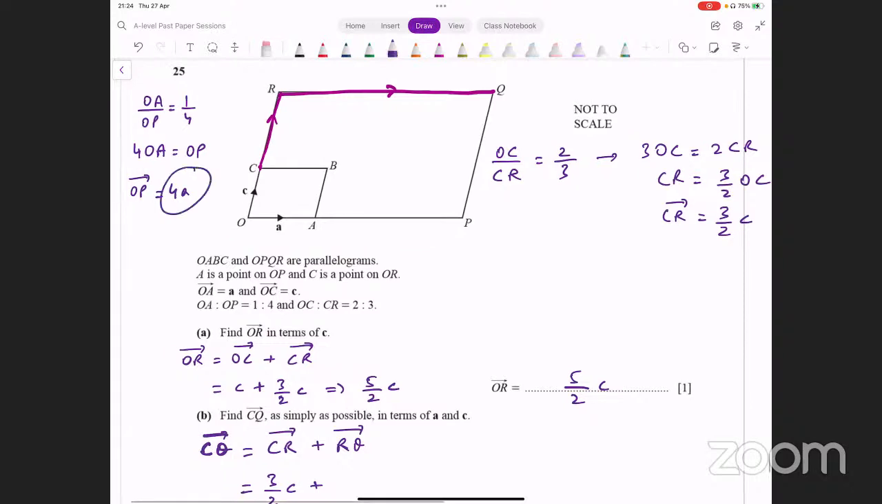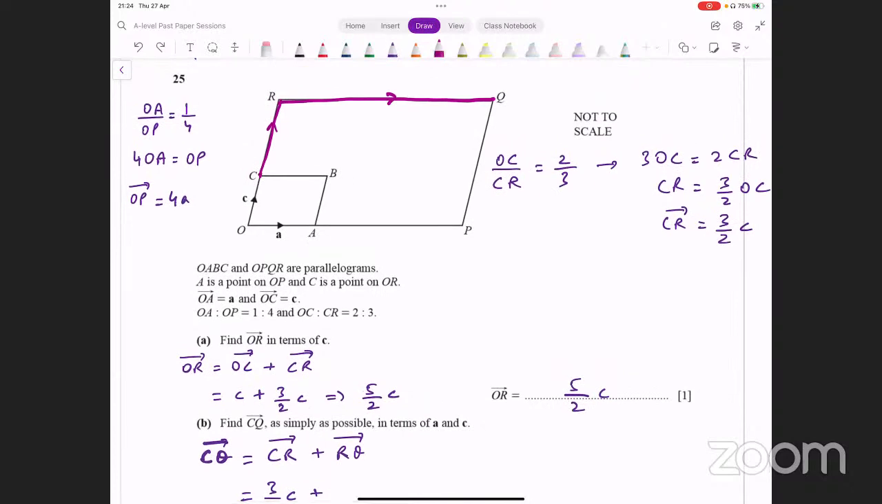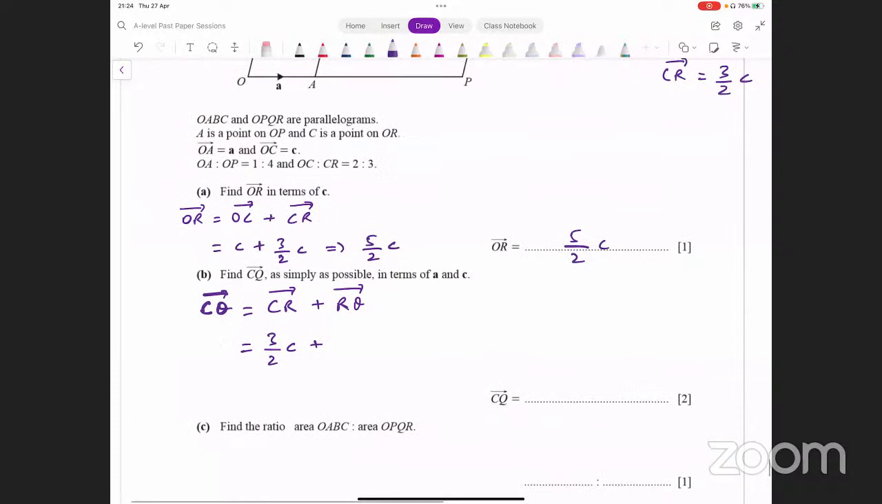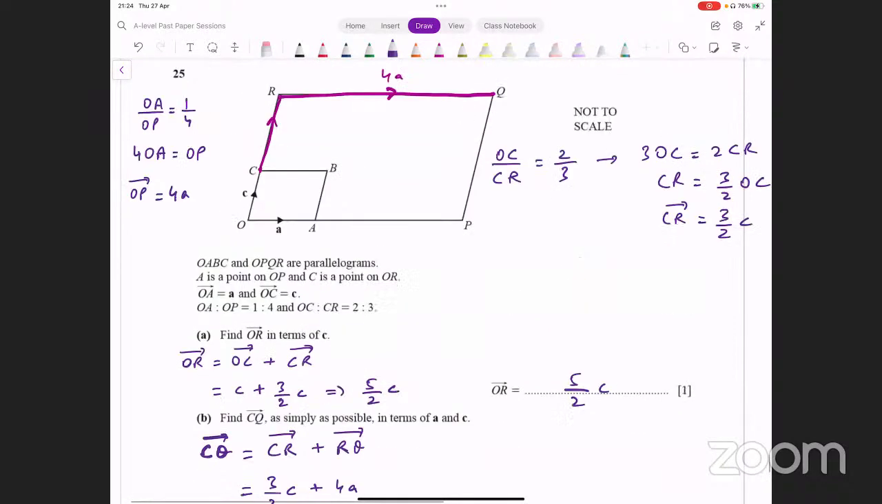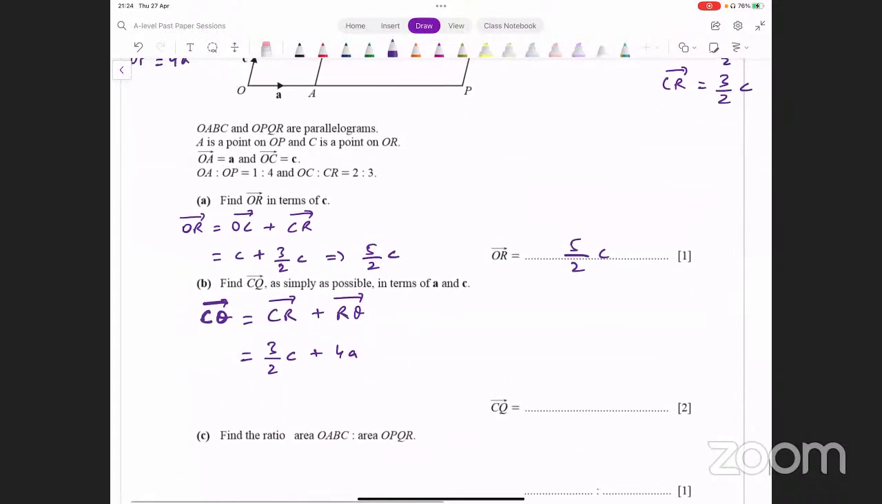OP is 4 times A. So RQ भी कितना होना चाहिए फिर? ये भी 4 times A ही होना चाहिए. Okay, so we say this is 4 times A, and that's it. That's what you needed. आपने वो सारी working ऊपर कर ली थी एक दफा. Now you just use that. You can write this down here. इसी तरह लिख दें या A को पहले लिखना चाहें पहले लिख लें. That's your choice. It doesn't really matter. 4A plus 3 over 2 times C. That's our final result here. That's the vector CQ. Okay.